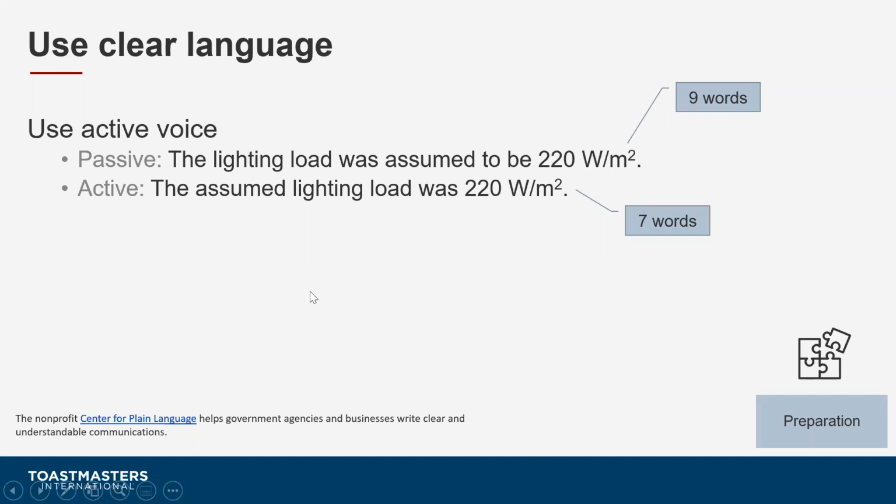But you notice that the passive voice used 9 words and the active voice used 7 words. Now you might think 2 words isn't a big deal, but if you're giving a speech that's within a certain amount of time, you want to conserve your words. You want to get your message out as clearly as possible. Now remember, some people might be hearing your story for the first time. And so when you say things in passive voice, they have to flip the sentence in their head. And that requires some mental gymnastics. So when you put it into active voice, they can follow along with you very clearly.